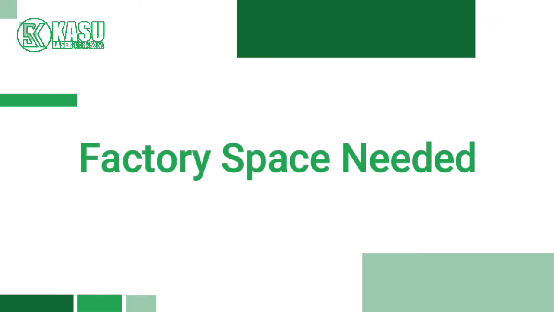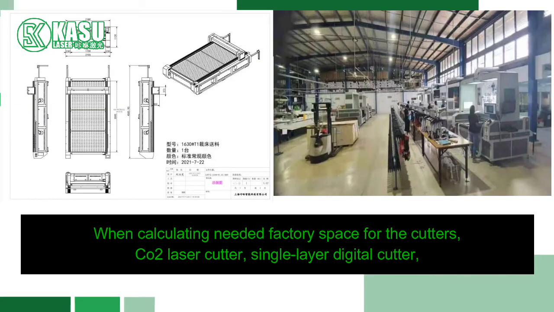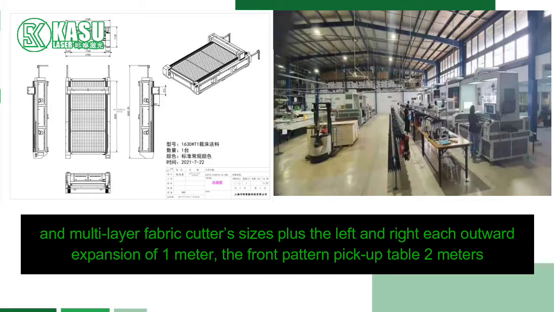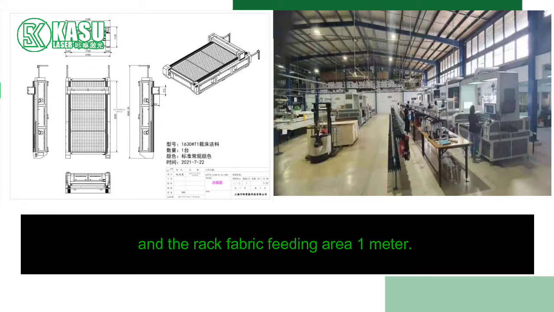Factory space needed. When calculating needed factory space for the cutters, take the CO2 laser cutter, single-layer digital cutter, and multi-layer fabric cutter sizes, plus the left and right each outward expansion of 1 meter, the front pattern pickup table 2 meters, and the rack fabric feeding area 1 meter.